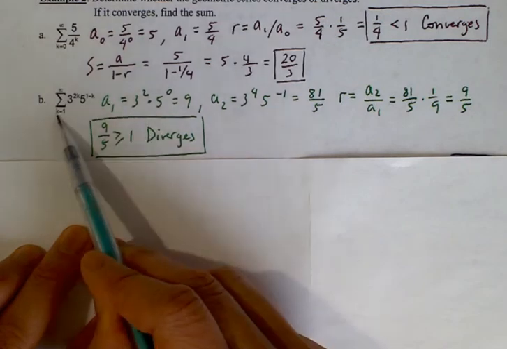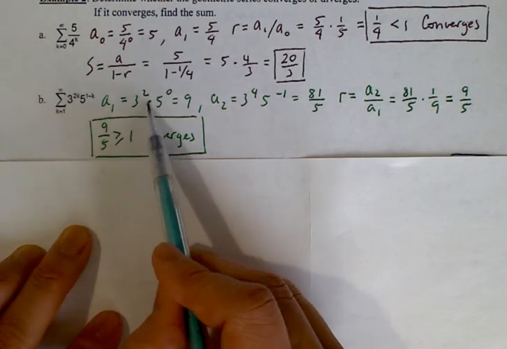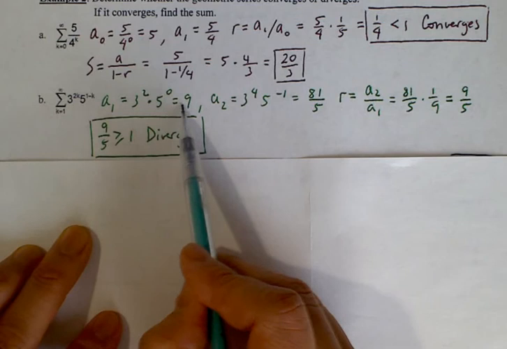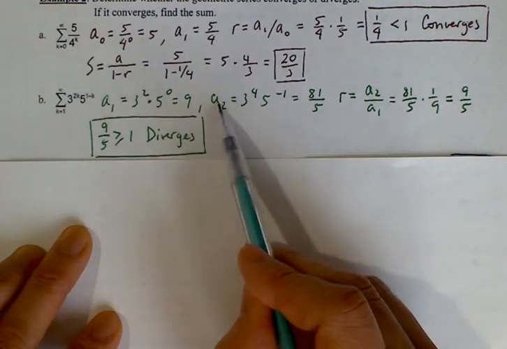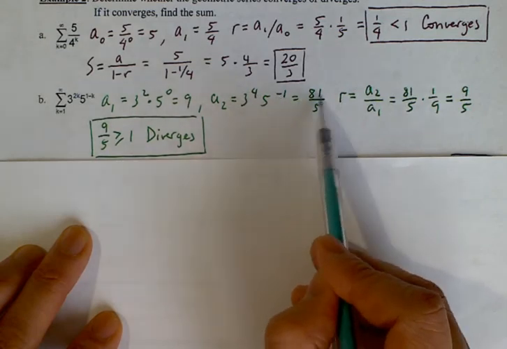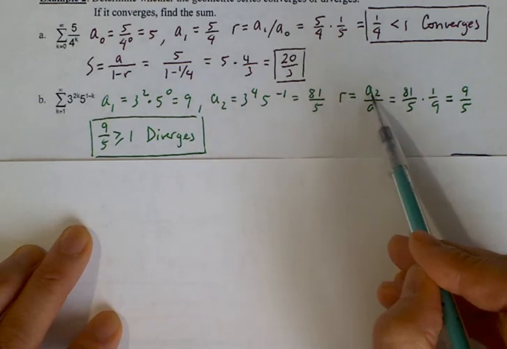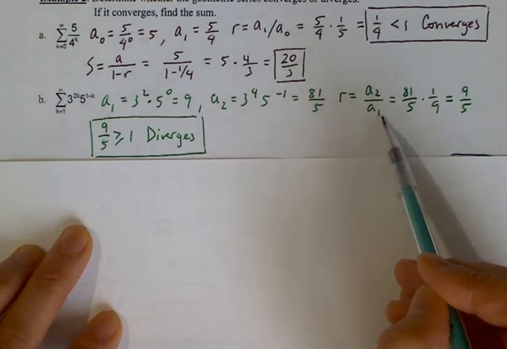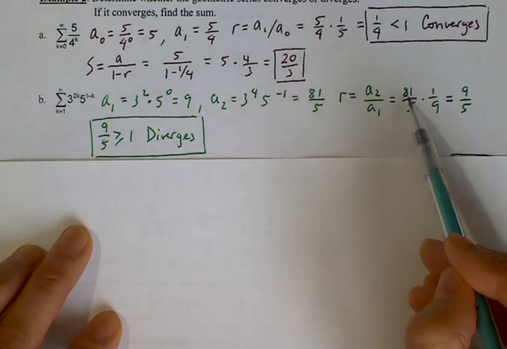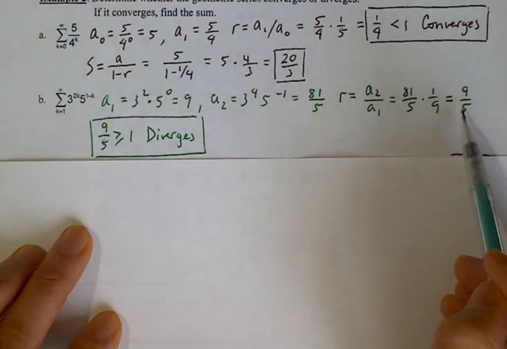For the next example, my first term is a sub 1, because it's starting with a lower index of k equal to 1. My first term is 3 to the second times 5 to the 0, which is 9. My second term, a sub 2, is 3 to the fourth times 5 to the negative 1, which is equal to 81 over 5. So my common ratio is a sub 2 divided by a sub 1. When I simplify that, it becomes 9/5, right? 81 over 5 times 1 over 9 is 9/5.